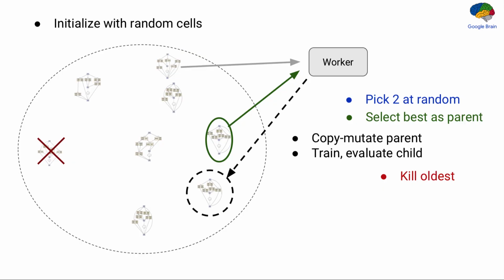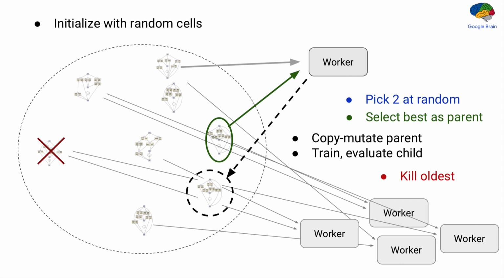We call this algorithm aging evolution. It also has some regularizing properties, so we sometimes refer to it as regularized evolution too. At the same time, other workers are doing the same thing. This algorithm is highly parallelizable.